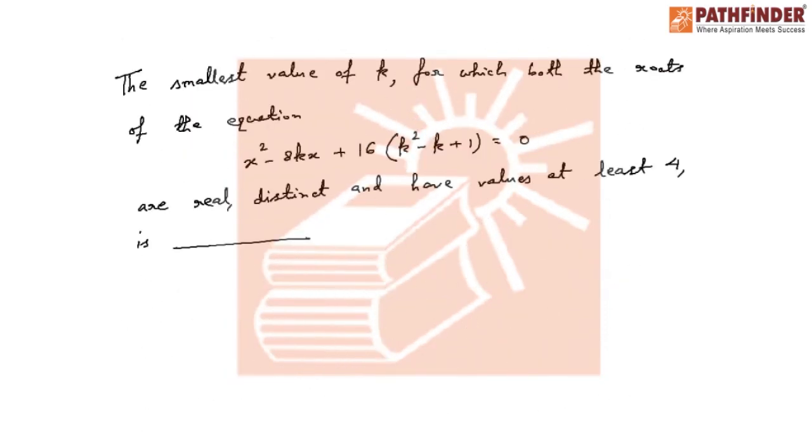This next question is: the smallest value of k for which both the roots of the equation x²−8kx+16(k²−k+1)=0 are real, distinct and have values at least 4, is. Now see, from the given equation, since both the roots are real and distinct, obviously the discriminant must be greater than 0, which means (−8k)²−4·16(k²−k+1) should be greater than 0. On simplification, 64k² will get cancelled, so you are having plus 4 into 16 times (k−1). So of course k is greater than 1.